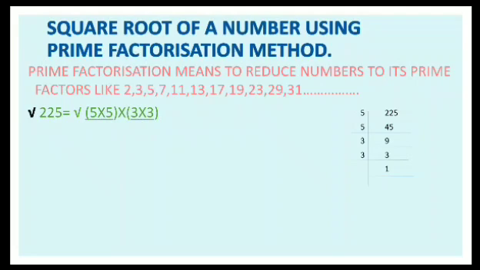That is, 5 into 5 can be in one group and 3 multiplied by 3 can be in the second group. We basically formed pairs of same numbers. Once we form pairs, to find the square root, all we have to do is pick one number from each pair and then multiply them. Therefore, the square root of 225 is equal to 15.